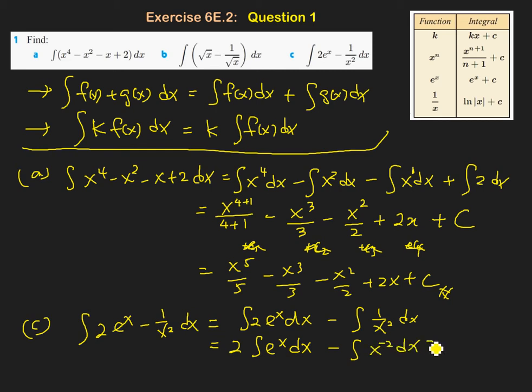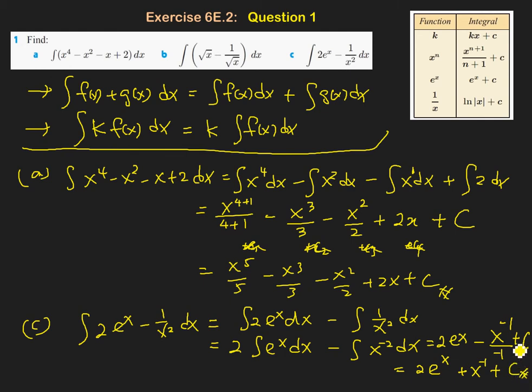And finally, now look at the table. If I integrate e to the x, I get e to the x. So here I have 2e to the x, and then for this, x to the power -2, adding 1 gives -1, divided by -1. Don't forget the c, and so you end up with 2e to the power x plus x to the power -1 plus c. Try to practice the other questions.